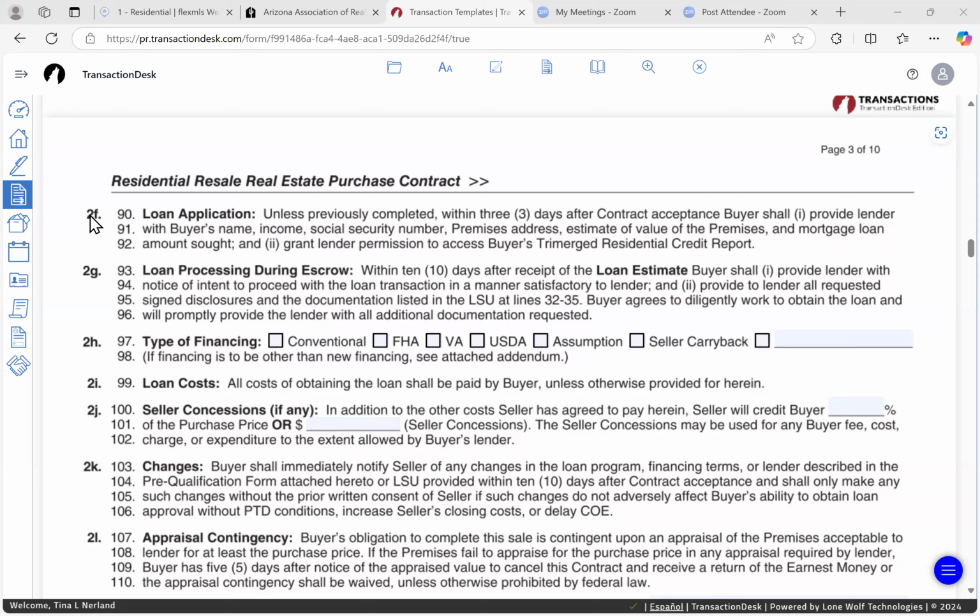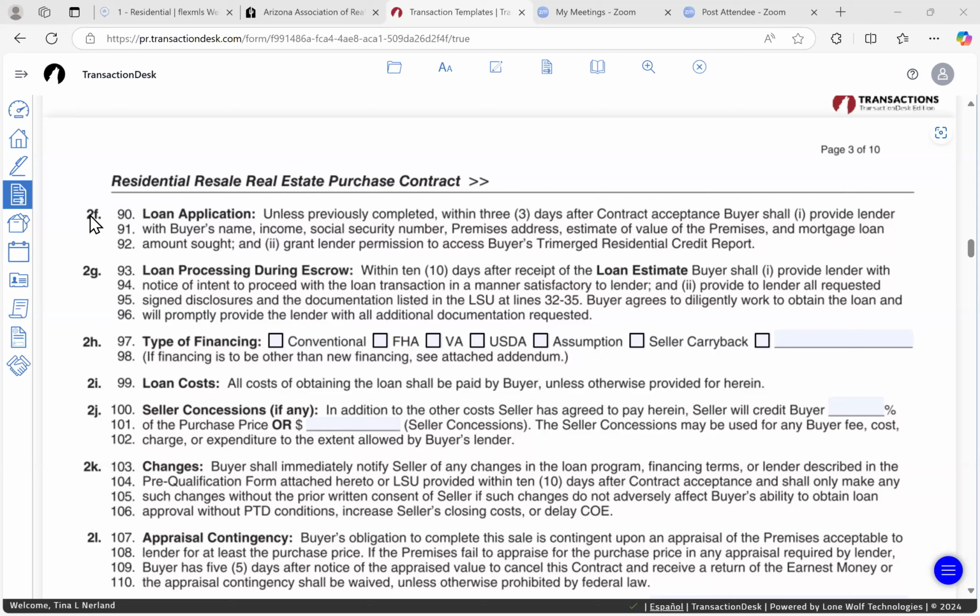Loan processing during escrow. Within 10 days after receipt of the loan estimate, the buyer shall provide lender a notice of intent to proceed with the loan transaction in a manner satisfactory to the lender and provide a lender all requested signed disclosures and the documentation listed in the LSU at lines 32 to 35. Buyer agrees to diligently work to obtain the loan, and will promptly provide the lender with all additional documentation requested.